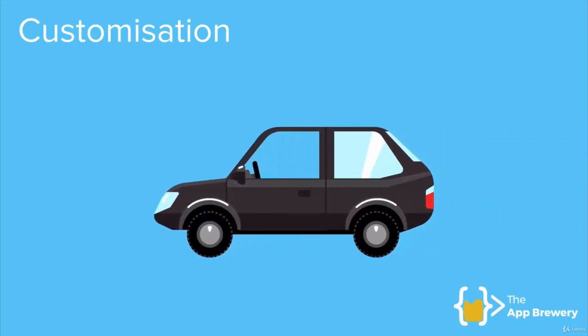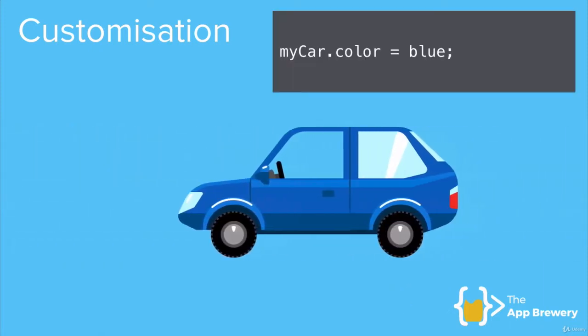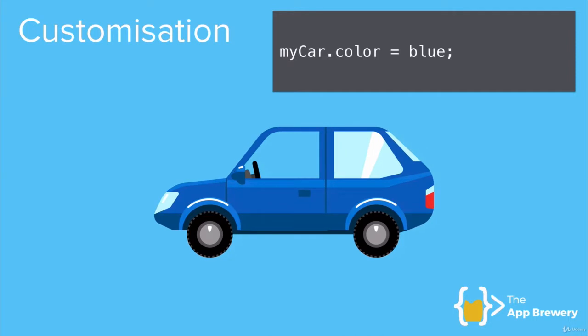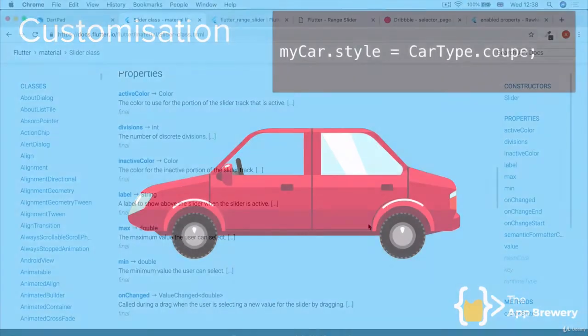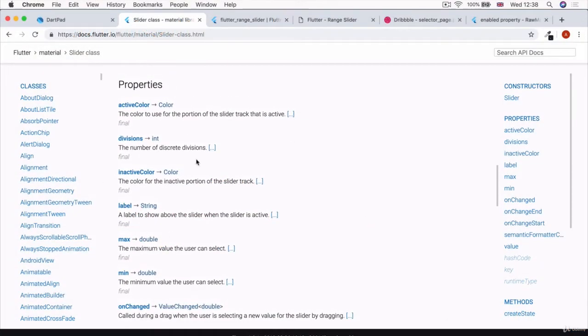Now, so far, we've seen that we can customize our widgets by doing a number of things. We can either set the properties of each of our widgets. So if our car widget had a color of black, we could simply set its color property to blue. And because our widgets are immutable, the old one gets destroyed and a new one gets created with the updated properties. Now, we can also change its style or any of the other properties that is predefined by Flutter.